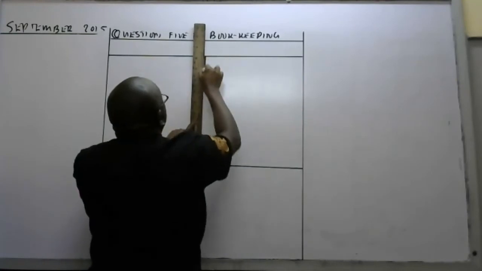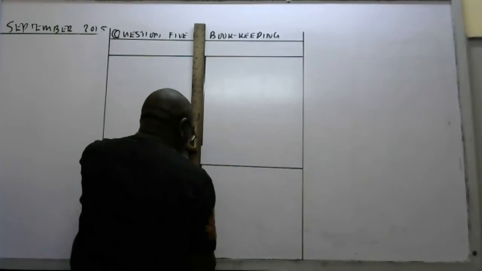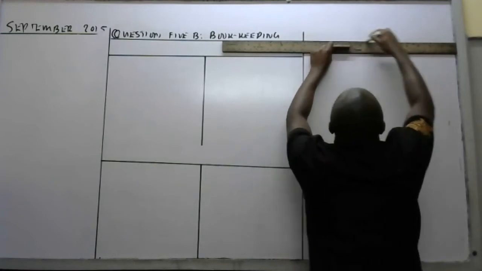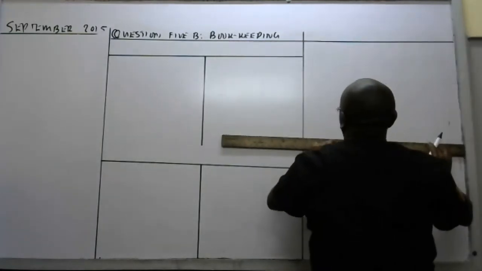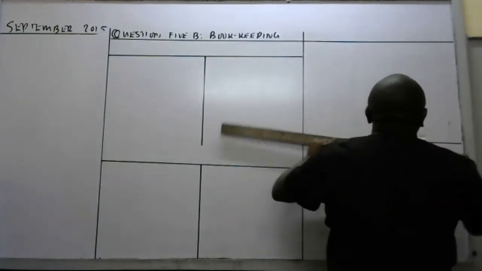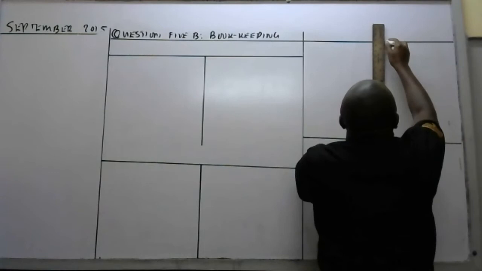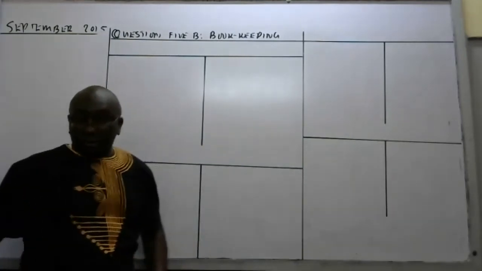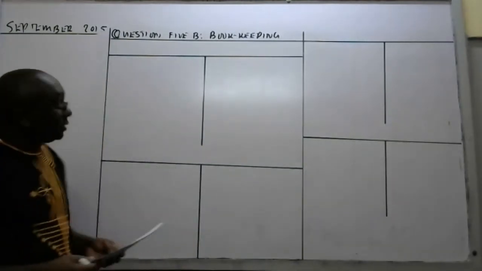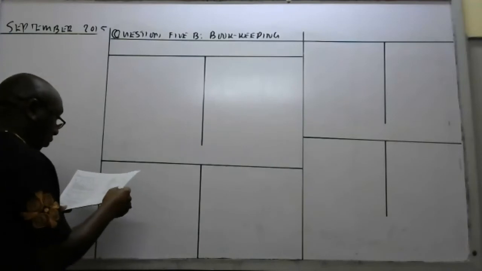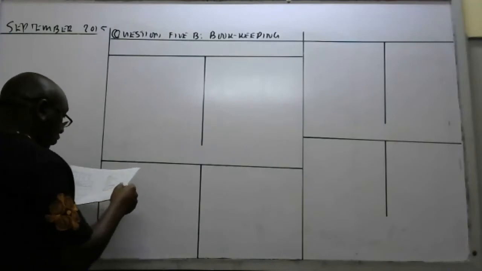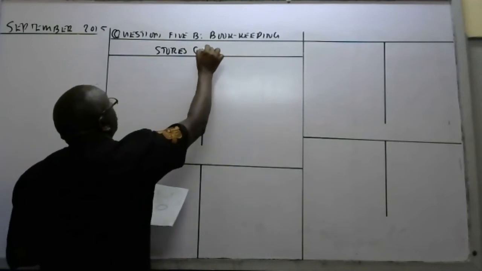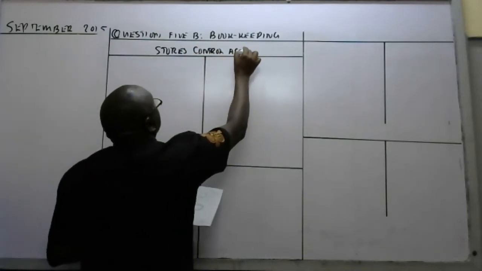So I told you in an exam, you just confine yourself to the accounts that they have asked. So the accounts that have been asked: one is the store's control account.